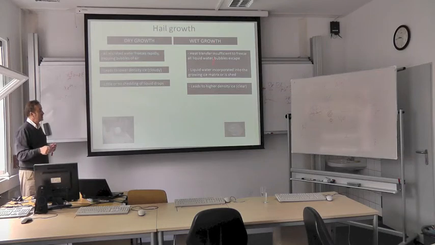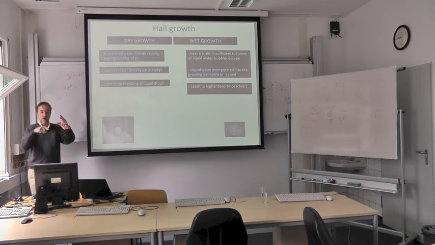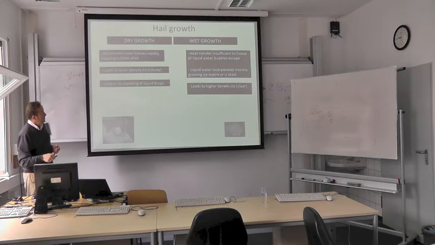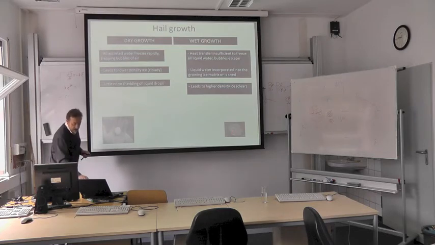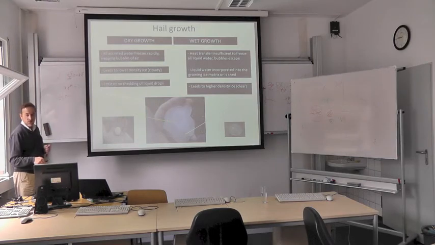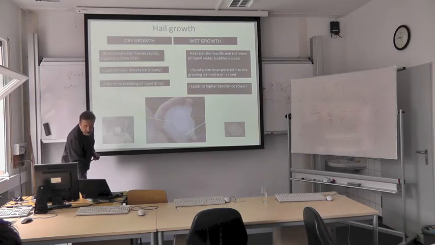So that's an interesting thing. We have giant hailstones, water coated, but at very sub-freezing temperatures. Again, this process leads to higher density ice, which is transparent. Sometimes you may have a combination of these two processes. First it grows in a dry regime, and after that it may grow in a wet regime. So you see a very opaque core of these hailstones and very transparent outside.